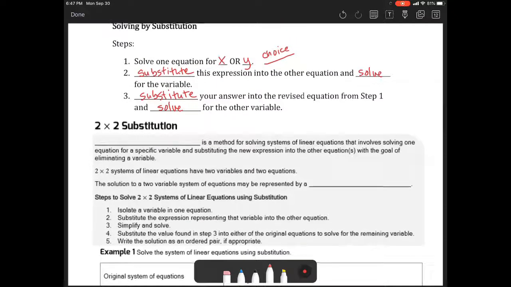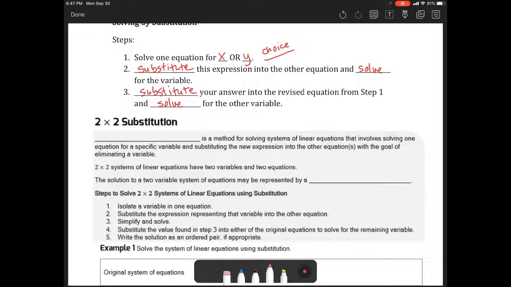So that's a really simplified version, and that's okay if that makes sense to you, but here's another way if it doesn't make as much sense to you. Substitution, guys, is a method for solving linear equations. Remember, linear is just a line, not going to be anything curved or anything fun like that. It involves solving one equation for a specific variable and then substituting the new expression into the other equation or equations with the goal of eliminating a variable.